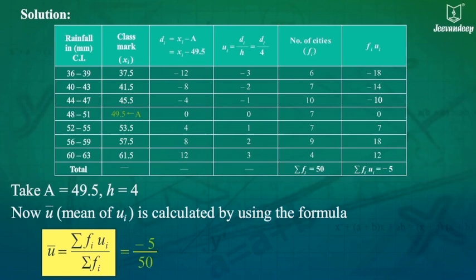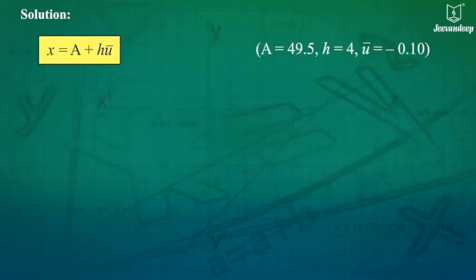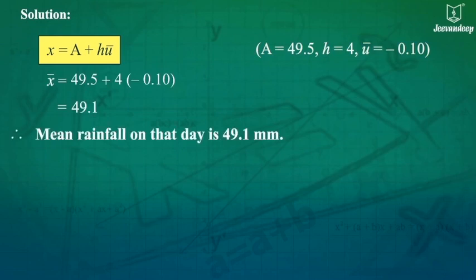-5 upon 50 equals -0.10. Putting the values, we get mean equals 49.1. Therefore, mean rainfall on that day is 49.1 millimeters.